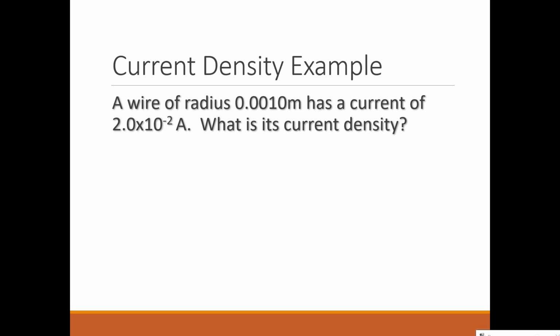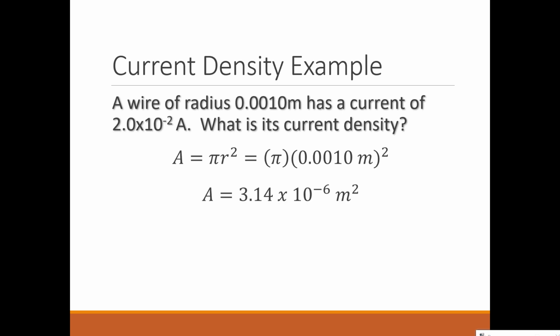Well, we need current, which we have, and we need area. So our first step is to calculate the actual area of the wire. It's a circular wire with a radius, so the area is pi r squared. So pi times the radius squared gives us an area of 3.14 times 10 to the negative 6 meters squared.